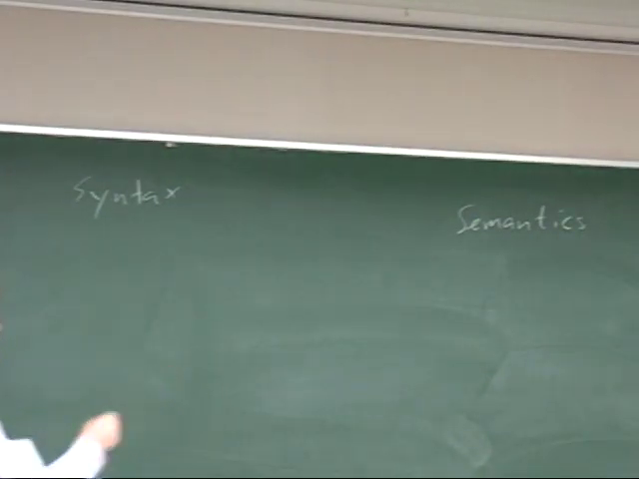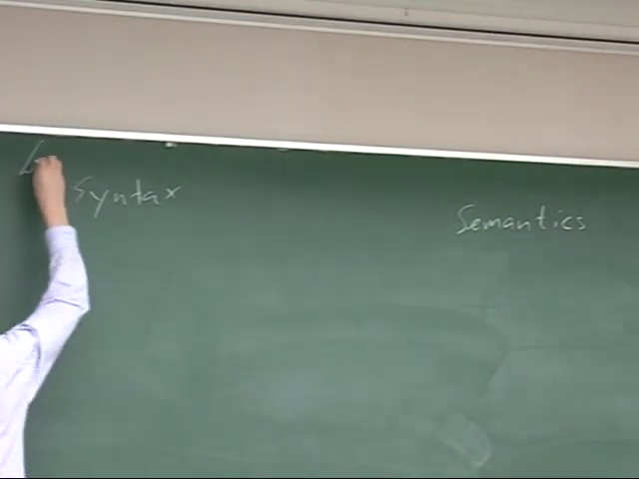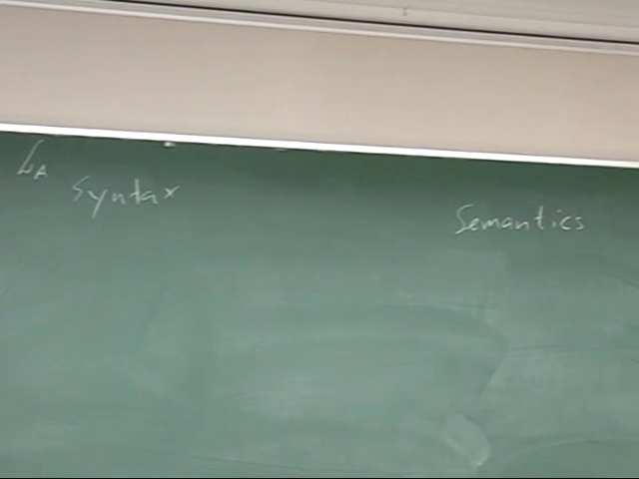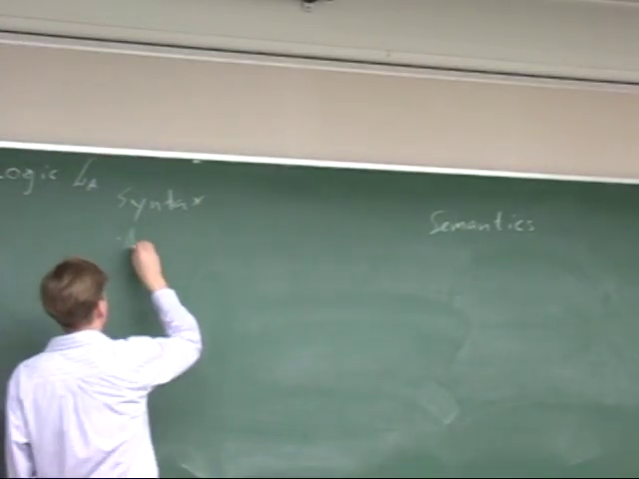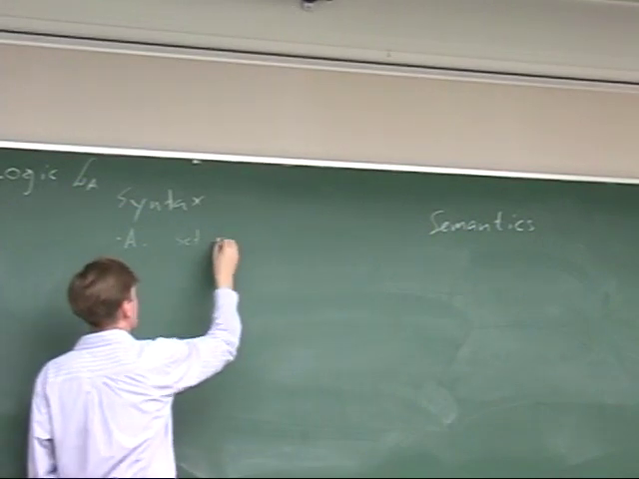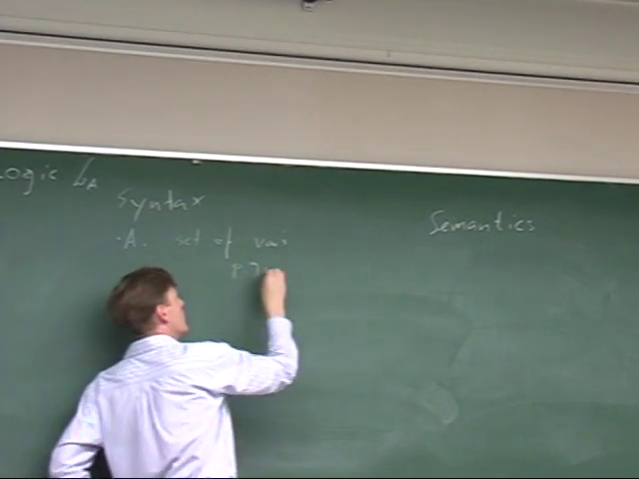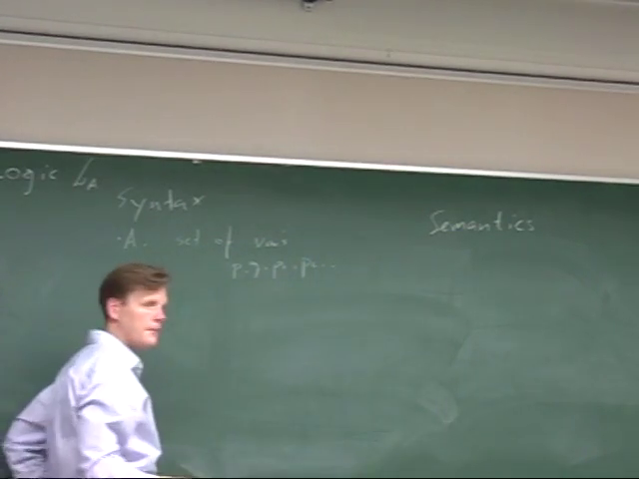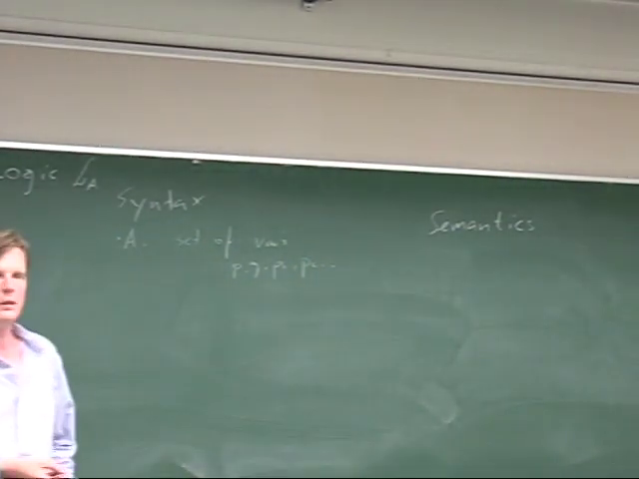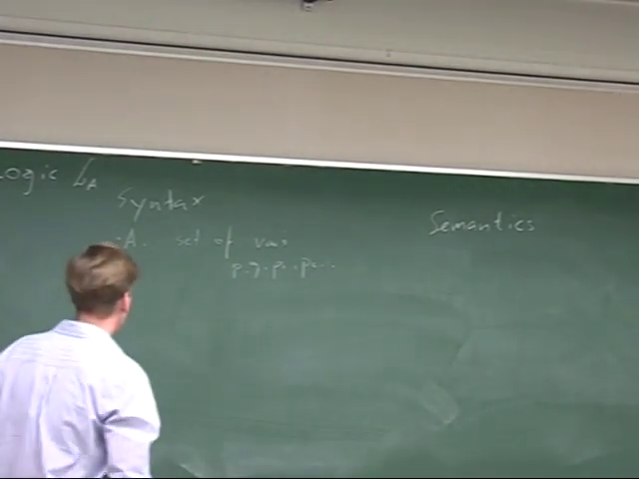So the language, as I call it on this handout, let's just say is called LA, where A is a set of letters of propositional variables. So we have A is a set of variables, things like P, Q, P1, P2, and so on. And they stand for things like it is sunny and John is at home and things like that. It can be true or false.